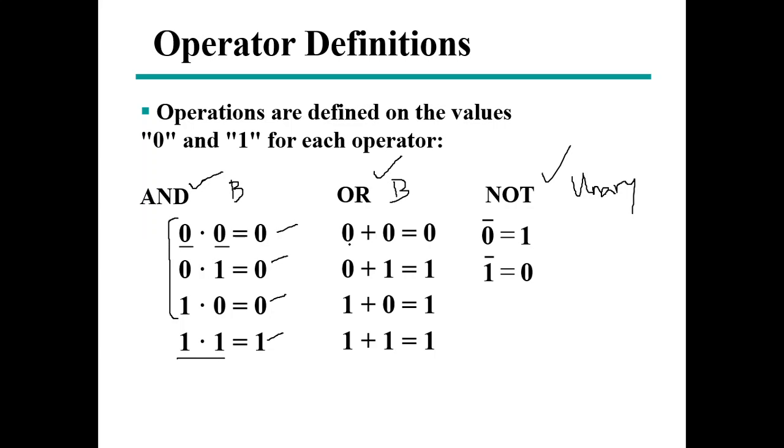OR is a binary operator. It has these two binary operands. The possible values for these two binary operands are 0 0, 0 1, 1 0, 1 1. The definition of OR is if any of the inputs is 1, the output is 1. See here, both are ones. The output is 0 only if both the inputs are 0. That is the definition of OR.